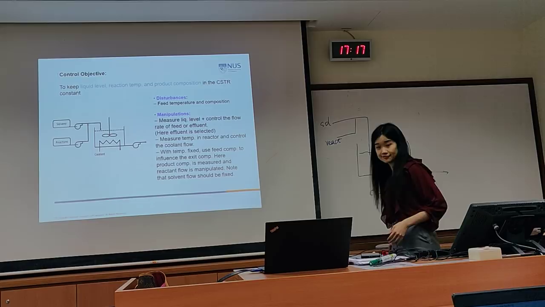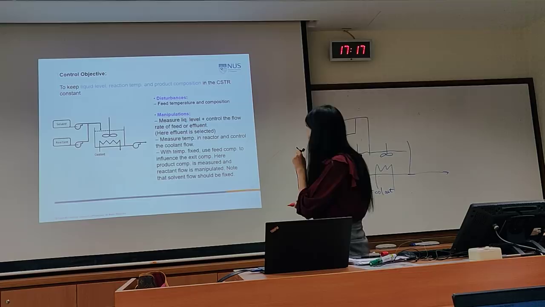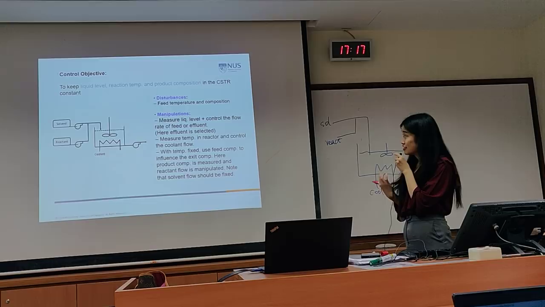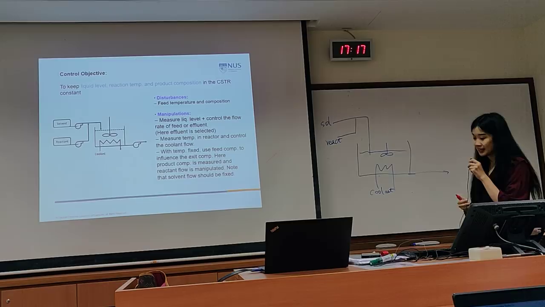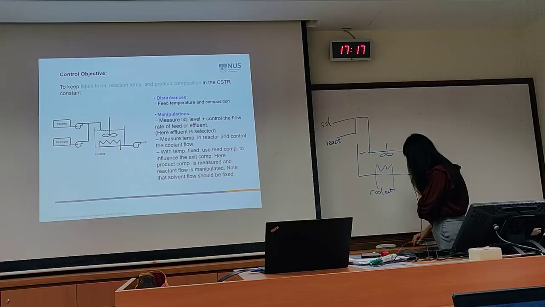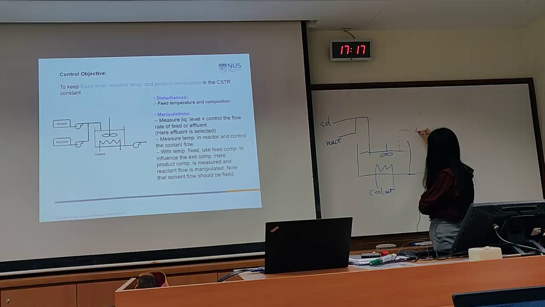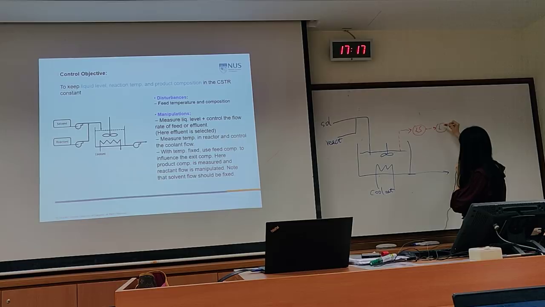In this reactor system, again, the disturbances are the feed temperature and the composition of the feed. If you want to keep the liquid level in the reactor constant, as a hold-up level, you want to keep it at the desired level. This is a simple loop. You can directly measure the level with a level sensor, and then use a level controller.